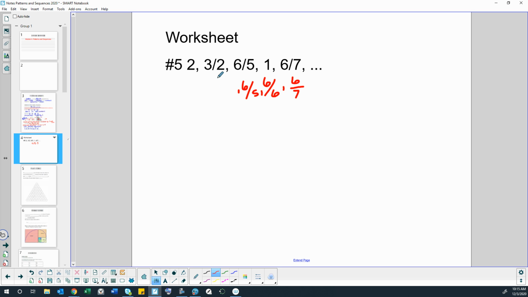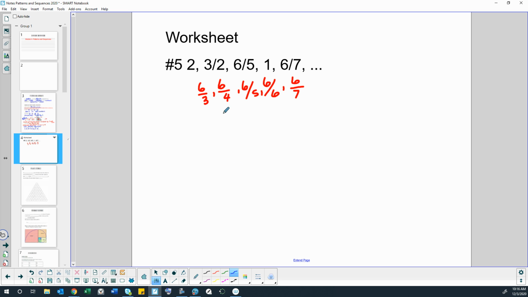So let's write those down and see if this pattern works. So maybe over here we would have 6/4, and maybe here we would have 6/3. Well, let's look at these, because 6 divided by 3 is 2, and 6/4 reduces to 3/2. 6 over 5 is 6/5. 6 divided by 6 is 1. 6 divided by 7 is right there. I think I found the pattern.